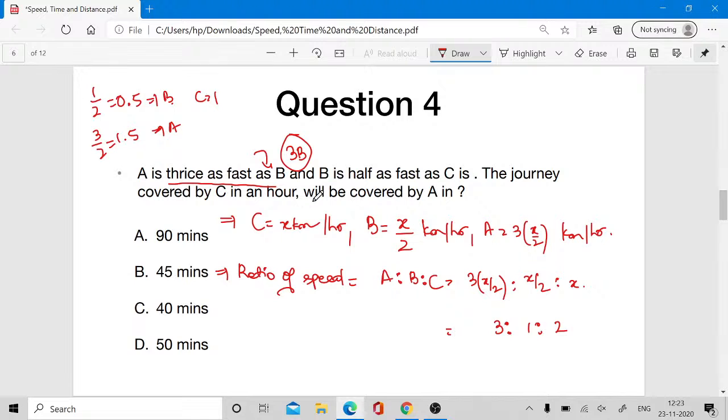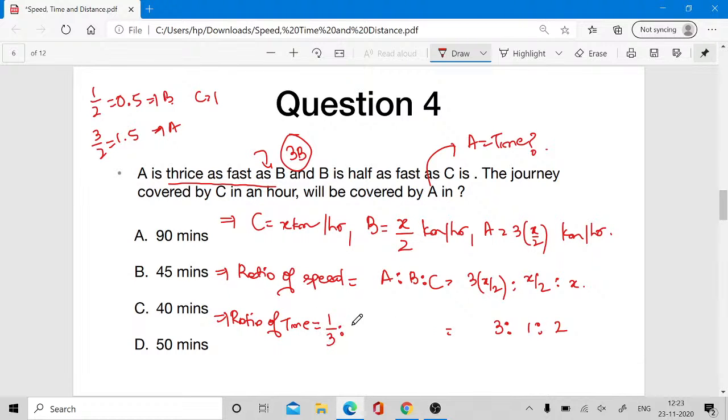So what have we been asked here? What should I need to find out here? The time of A. Yes or no? So what I need to do now is find out the ratio of time. What will the ratio of time be? Take the reciprocal of this.